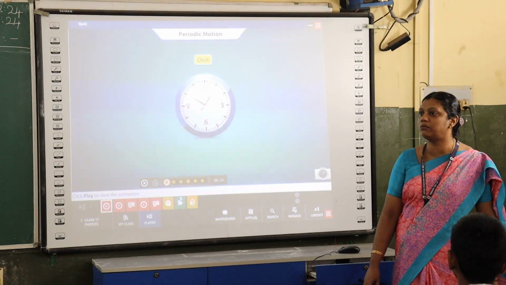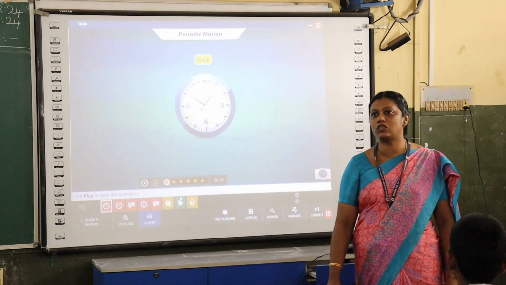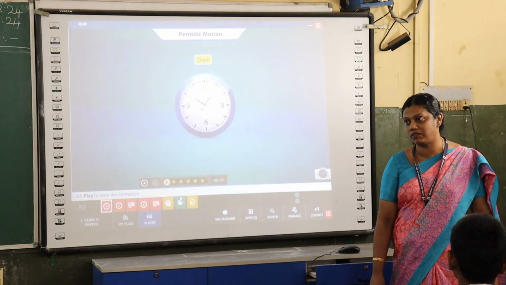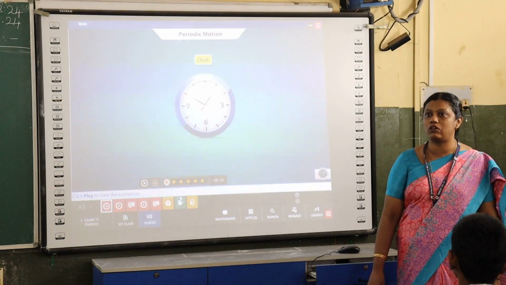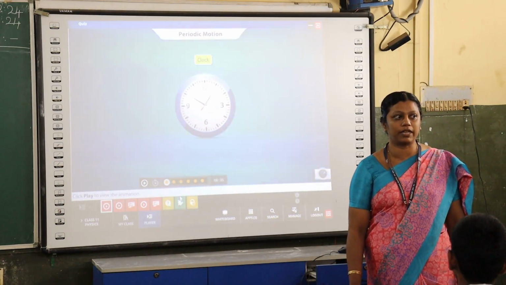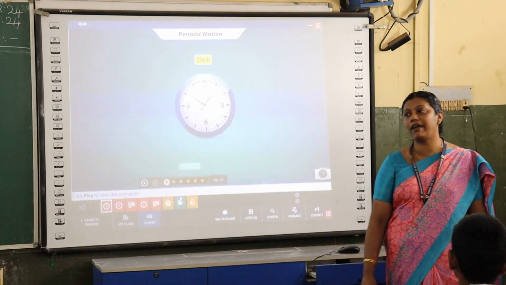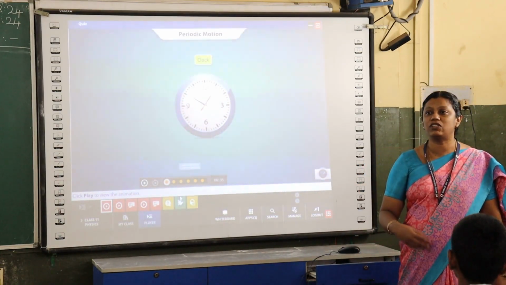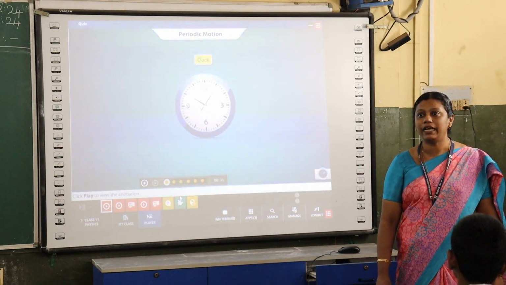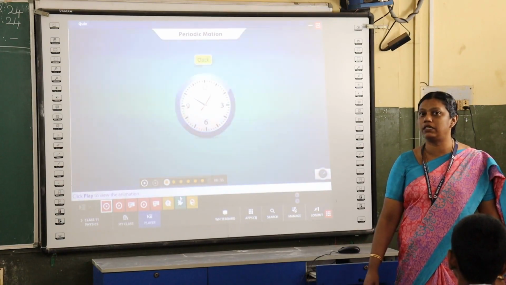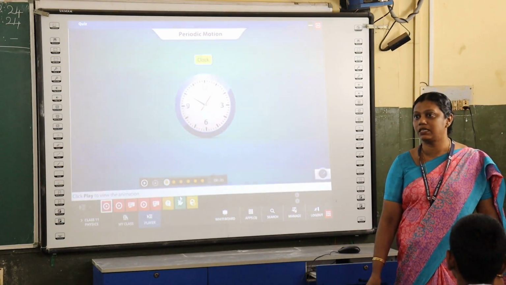Like that, we take the motion of the swing. The swing's motion also repeats along the same path at regular intervals of time. This type of motion is what we are going to study here, and that is periodic motion. So we can define periodic motion: periodic motion is a motion which repeats at regular intervals of time.